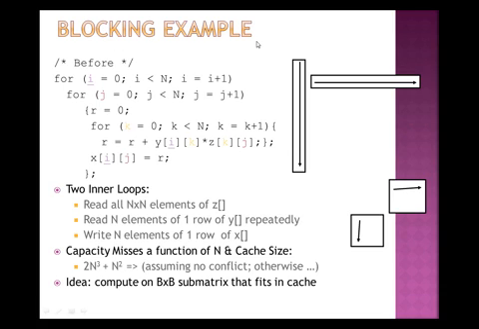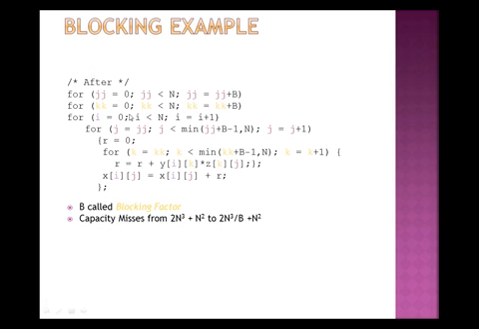Then this is the blocking example. This is the block that we have used. Two inner loops, that is the example. This is the capacity. This is the main idea. Then this is the example of the blocking.